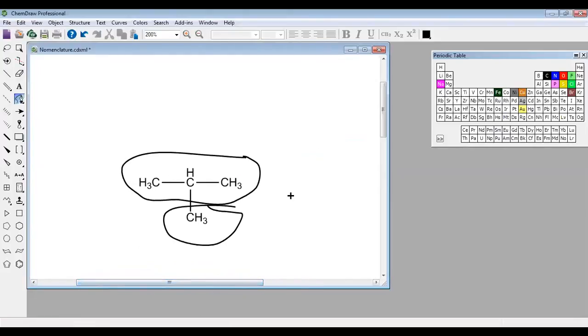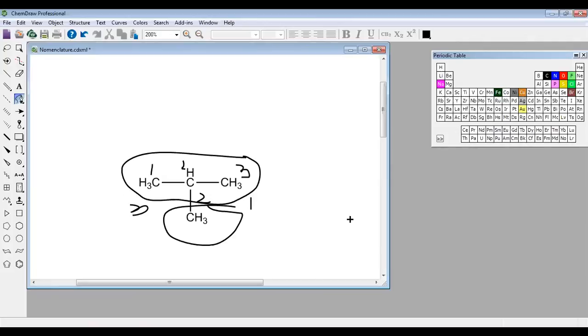You're supposed to number the structure in such a way that you can either start numbering from the left-hand side, or you may start numbering from the right-hand side. In either case, you may start from this side. This can be number 1, this carbon can be number 2, and this carbon can be number 3. If you start from the right hand side, this carbon is going to be number 1, this carbon is going to be number 2, and this carbon is going to be number 3, right?